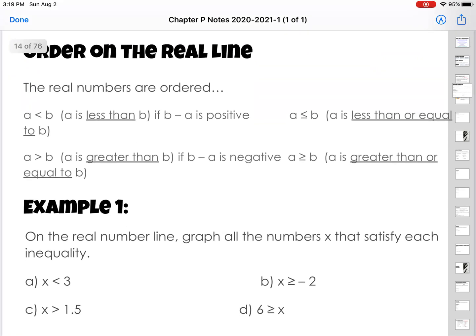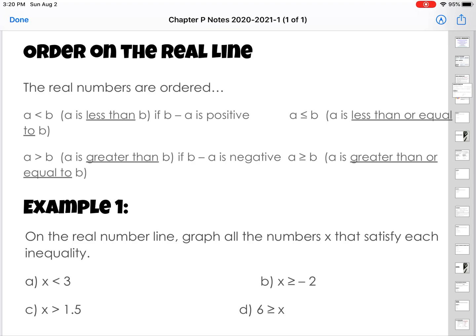Order on the number line. So the real numbers are ordered. A is less than B if B minus A is positive. A is less than or equal to B if we use that extra symbol. Okay. So A is greater than B if B minus A is negative. And again, that or equal to has that extra line underneath.